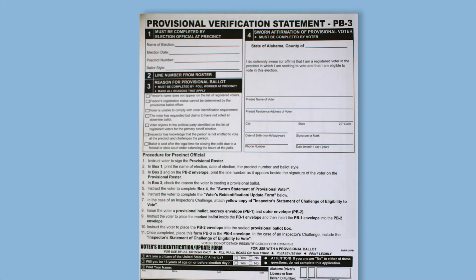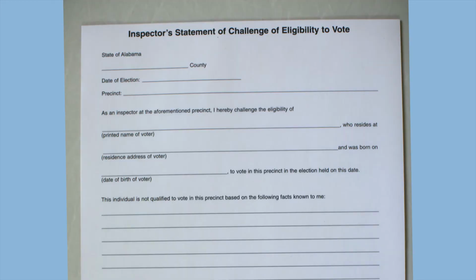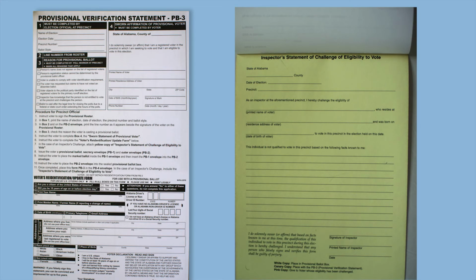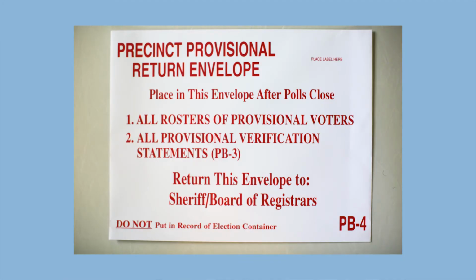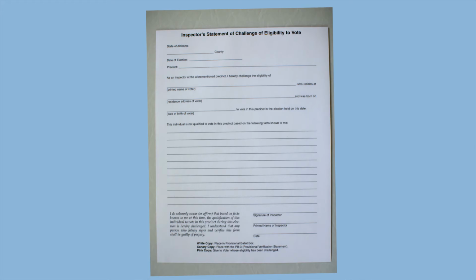If the reason for the provisional ballot is due to an inspector's challenge, a PB3 form would be completed by the voter. The inspector would check challenge on the reasoning. Then a challenge form would also be completed. Once the voter marks their ballot, returns it to the inspector, please separate the challenge form. The PB3 form and the canary copy would go in the PB4 envelope. The white copy of the challenge form would be deposited in a provisional ballot box, and the pink copy would be handed to the voter to take with them once they leave the polls.